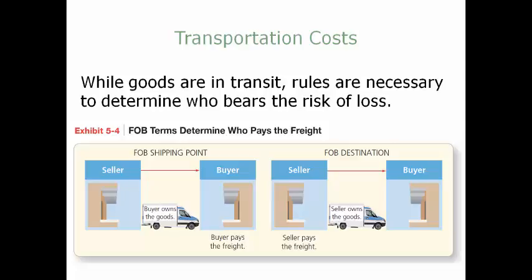Pay close attention here. FOB shipping point, the buyer owns the goods. FOB destination, the seller owns the goods. So if this truck were to crash here, the buyer would have to work through their insurance company to get it taken care of. And if it were to crash here, the seller would have to work through its insurance company to get the goods paid for. And what also happens is the seller pays the freight in FOB destination. So FOB destination, seller pays the freight; FOB shipping point, the buyer pays the freight.